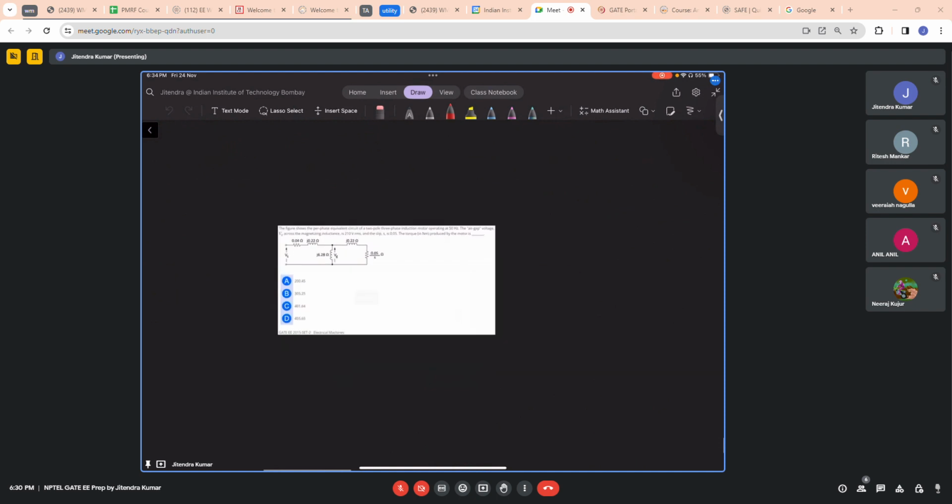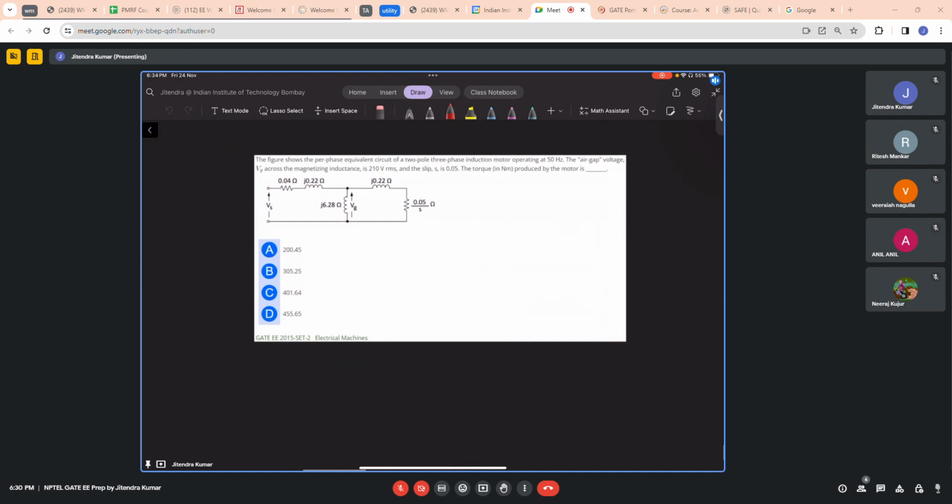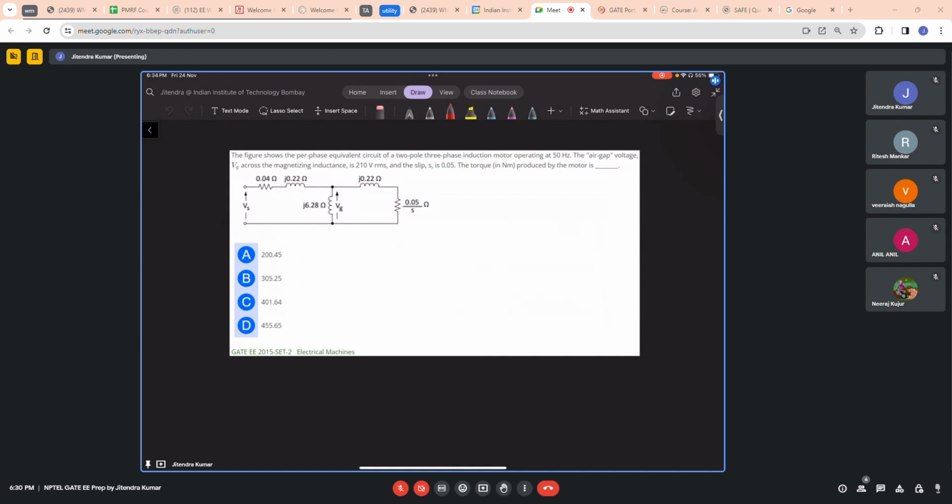Yeah, so this problem is also based on the equivalent circuit of an induction motor. This problem was asked in GATE EE 2015. Here you are given the per-phase equivalent circuit of a 2-pole 3-phase induction motor operating at 50 hertz. The air gap voltage VG, across the magnetizing inductance, is 210 volt RMS. Slip is given as 0.05. We need to calculate the torque produced by the motor.